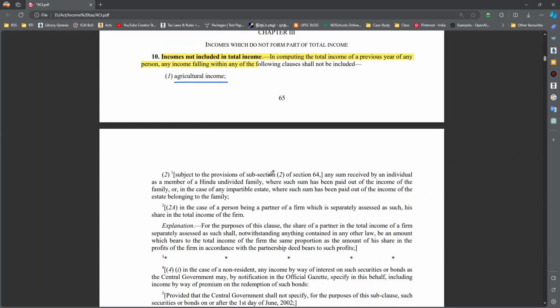Subject to the provisions of subsection 2 of section 64, any sum received by an individual as a member of a Hindu undivided family, where such sum has been paid out of the income of the family, or in the case of an impartible estate, where such sum has been paid out of the income of the estate belonging to the family. So any income which comes to the individual as a member of the Hindu undivided family, under section 64, subsection 2.